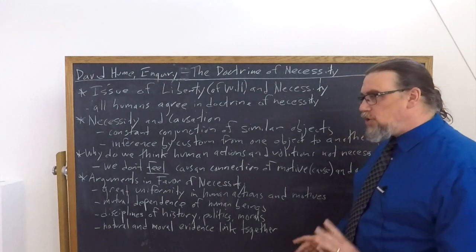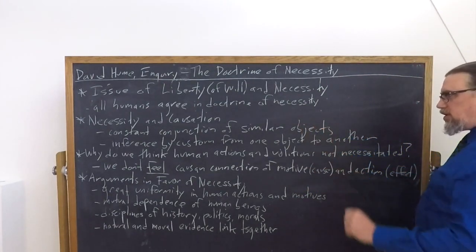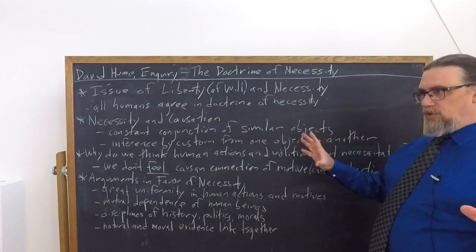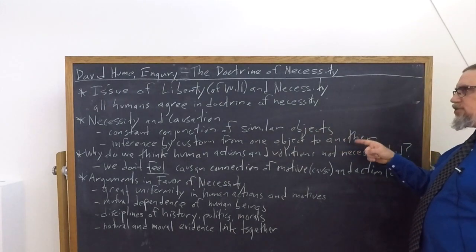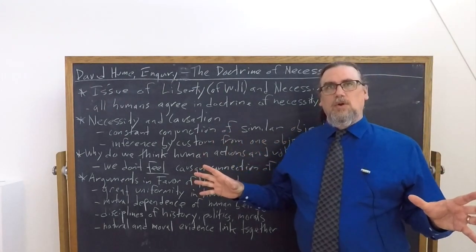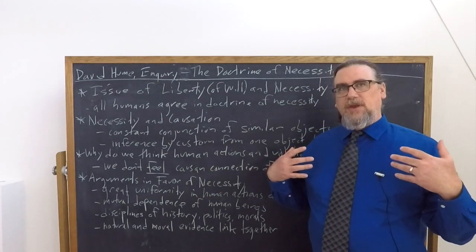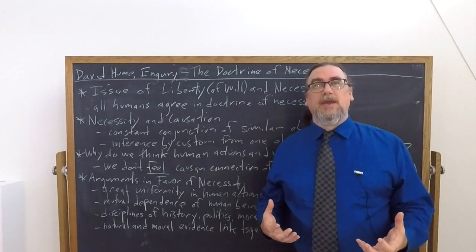And so we've got these two key things that are coming up throughout this section. Constant conjunction of similar objects, we observe that, right? And then inference by custom from one object to another. Easy enough to observe in the outside world. We can also observe this in the interactions between our mind or whatever it happens to be and our body.